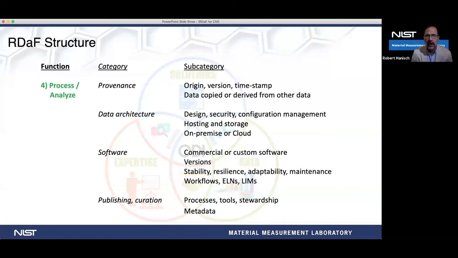In processing and analyzing, where did this data come from? Can we trust it? What architecture are we going to use to securely manage the data? Is it hosted on premise or is it in the cloud? What kind of software is being used? Is it commercial? Is it scientist built custom software? What version is being used and what stability does it have? Are we capturing workflows through electronic lab notebooks or laboratory information management systems? And ultimately, how do we publish this data? What are the long-term plans for stewardship and management of the data?